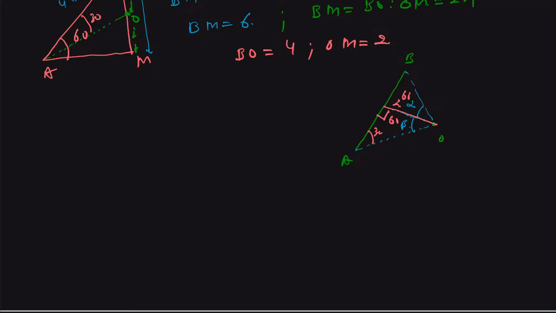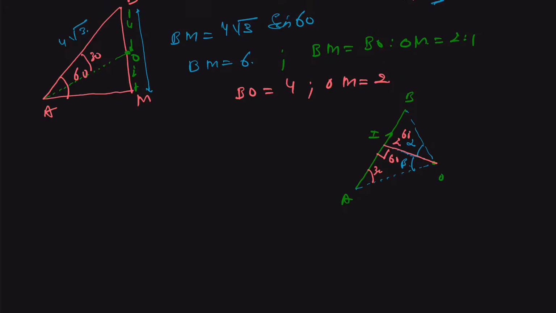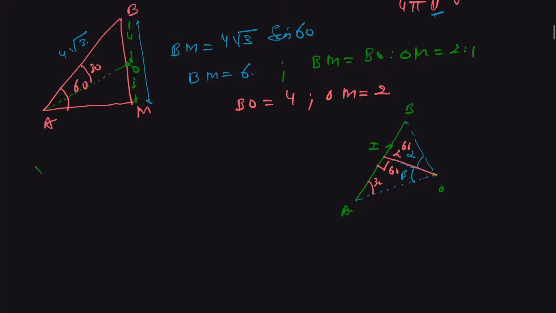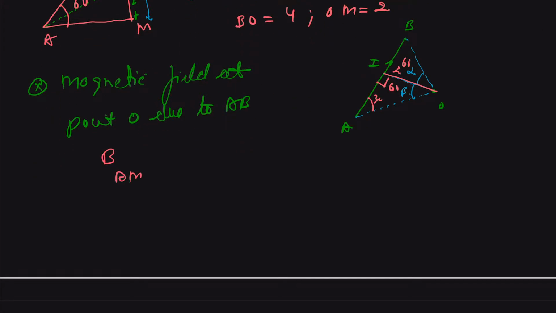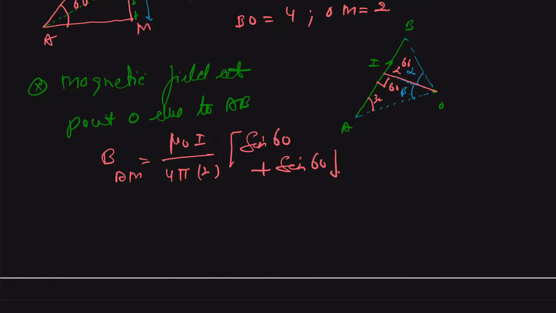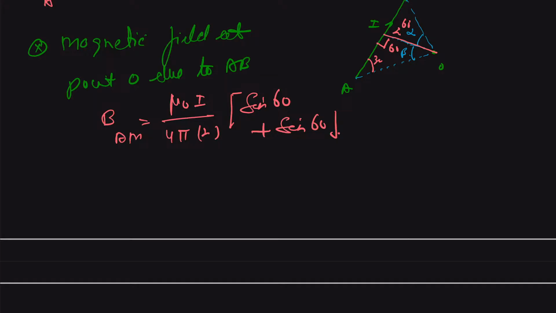And the value of current we already know, current flowing in this direction, say current I. Therefore we can say that the magnetic field at point O due to AB, let us call this B_AB, will be equal to mu naught I upon 4 pi, this D is our 2 in this case, and sine of alpha which is 60 plus the other angle which is also 60, so we can easily substitute it.